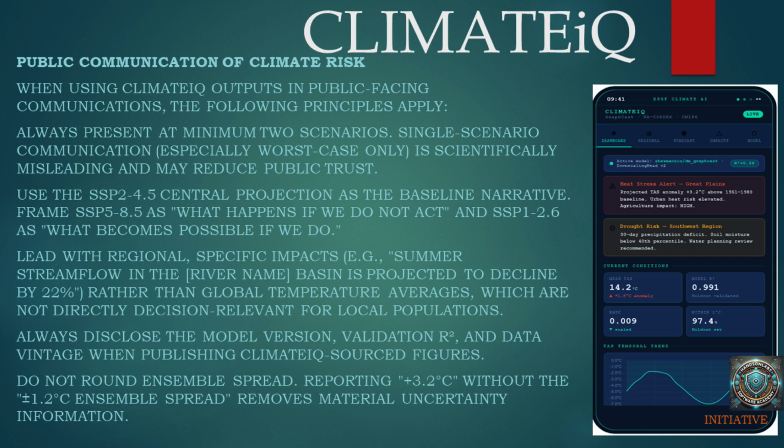Now lead with regional scientific impacts. For instance, summer stream flow in the River Nile basin is predicted to decline by 22%, rather than global temperature averages, which are not directly decision relevant for local populations. Always disclose the model version, the validation R squared, and the data vintage when publishing ClimateiQ-sourced figures. Do not round the ensemble spread: report plus 3.2 degrees Celsius with the plus or minus 1.2 degrees Celsius ensemble spread.